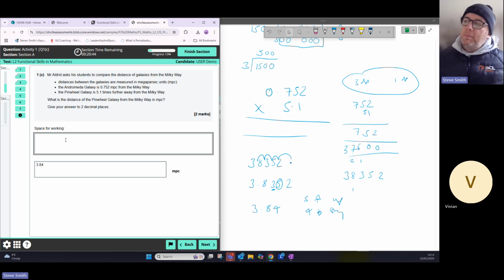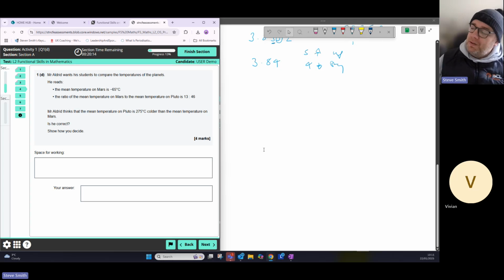And so on my bits here to get my extra mark, I would have just done here 0.752 times by, I've just shown them what I'm going to do, 5.1 equals the full answer, 3.8352, and then round it up to 2dp will be 3.84. I wouldn't put anything else in there. There's no need. You've done it. I've done it my way, but I've just clearly shown that I understand that it's those two numbers multiplied together.